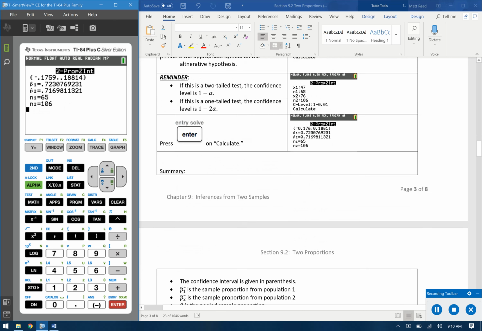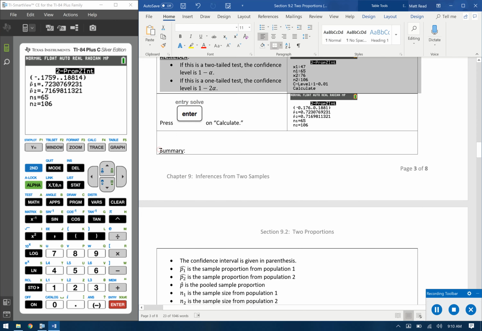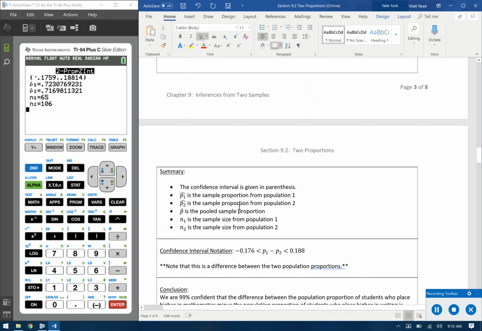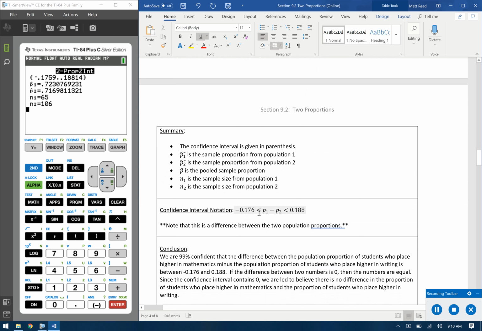Now, please understand that this is going to be, let's get this summary down here further. This summarizes what we have. And what we're going to notice is that this is proportions, so we're going to round to 3 significant digits in this situation. So that's why these boundaries have been rounded that way. Again, here's P1 hat and P2 hat. Please notice that this is a difference between two proportions, an estimate for that difference. So what we're estimating is the difference between proportion 1, the place higher in math, minus proportion 2, the place higher in English.